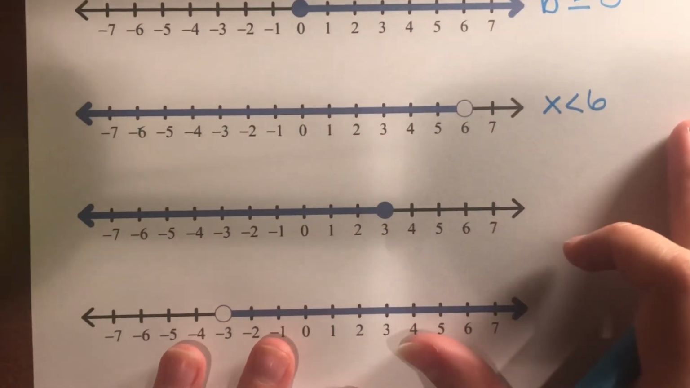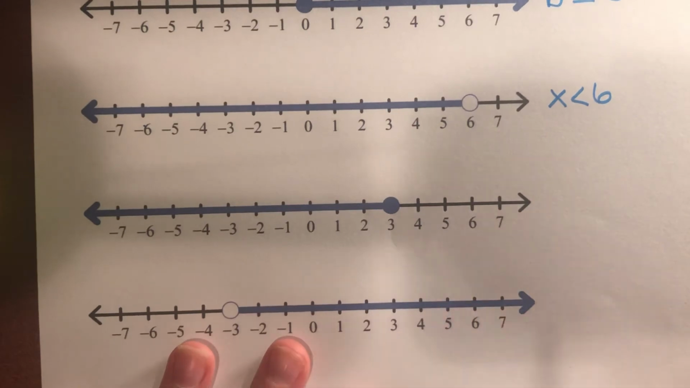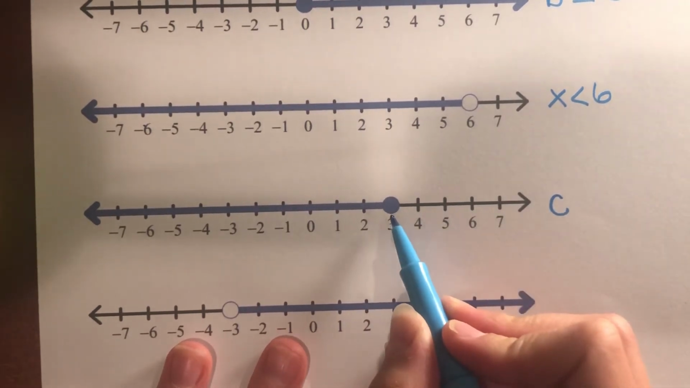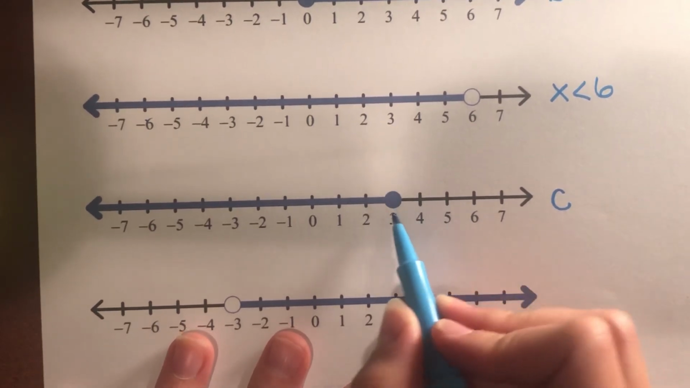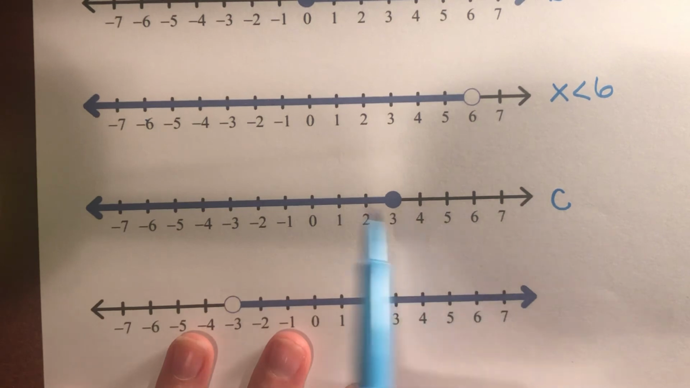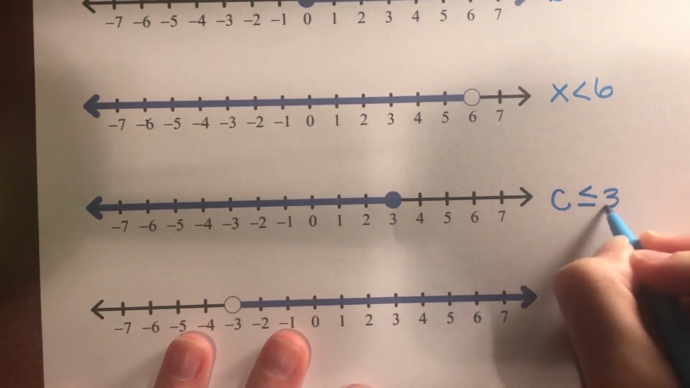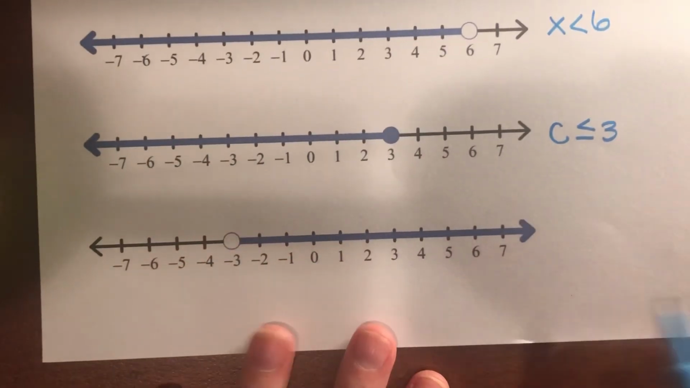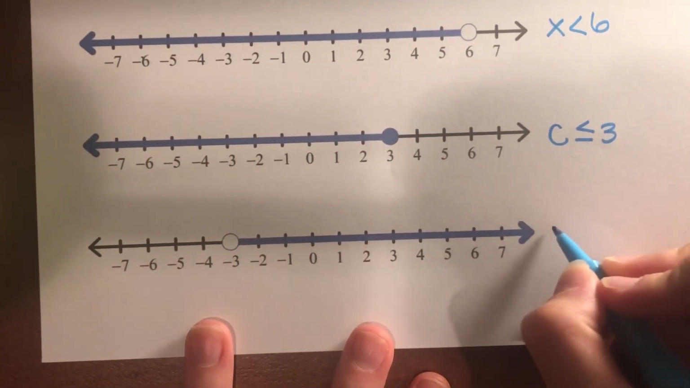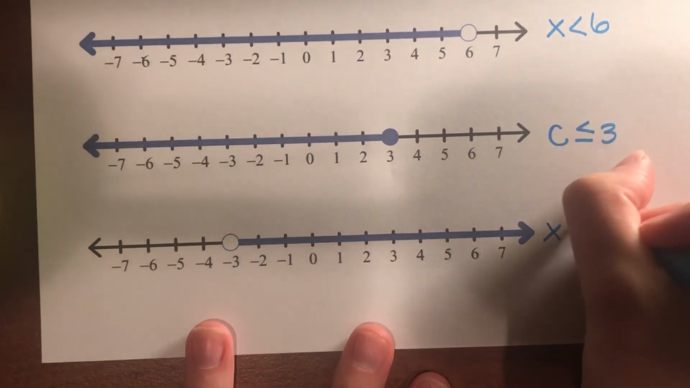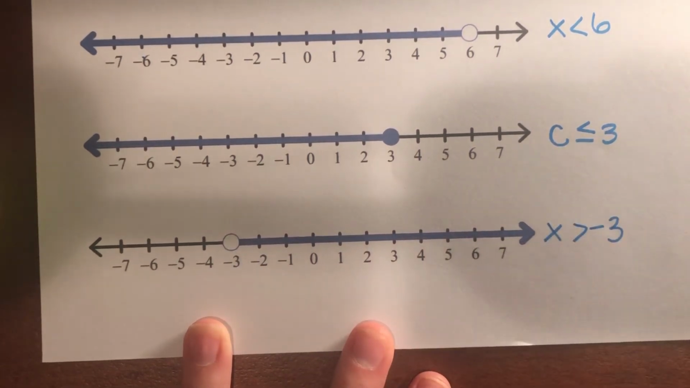Okay, so next, let's say we use the variable c. Our dot is colored in, so that means that this is going to be either greater than or equal to or less than or equal to, and everything that is colored in is to the left of 3, which means it is less than 3. So this is c is less than or equal to 3. And our last example, let's use x again. This is x is greater than negative 3.